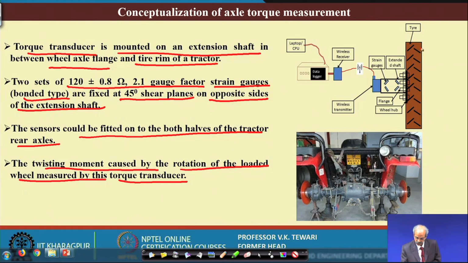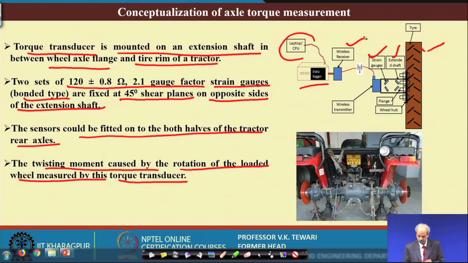Now, how do we get to this? You see the tractor tire is here, and between the tire and the axle there is hardly any place, but we need to fix it. You can see here that the strain gauges are fixed, then this extension shaft needs to be extended to reach the wheel, and the data logger is here. There is a laptop in which you can measure these values wirelessly.